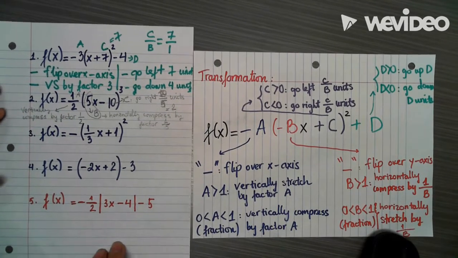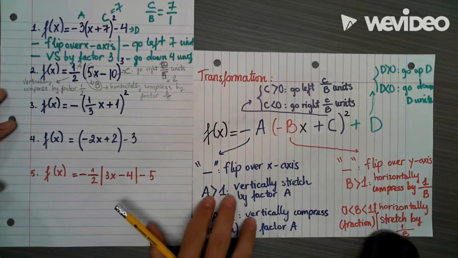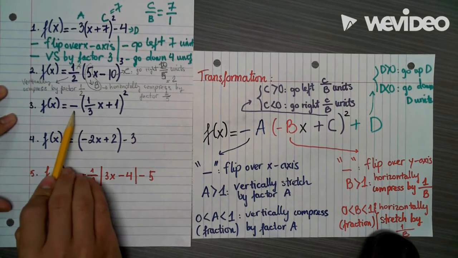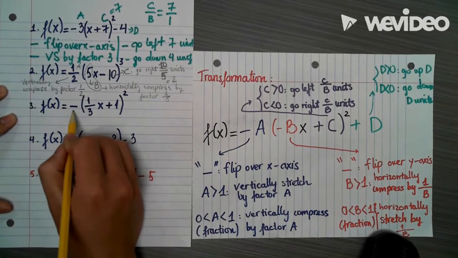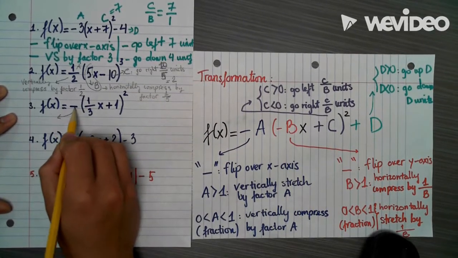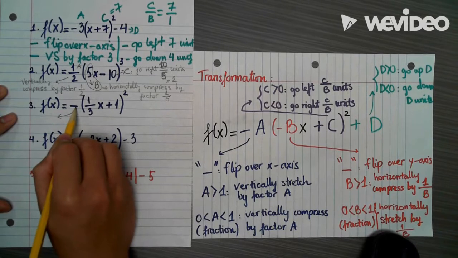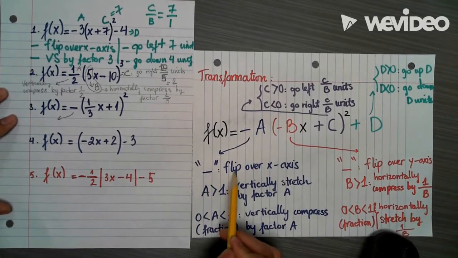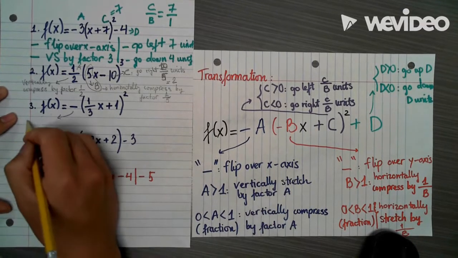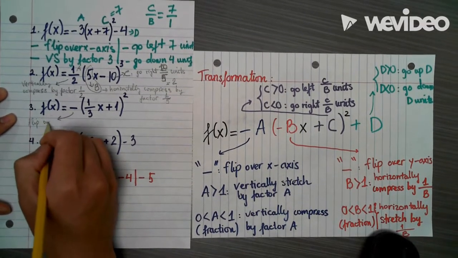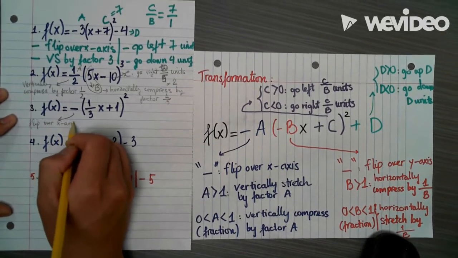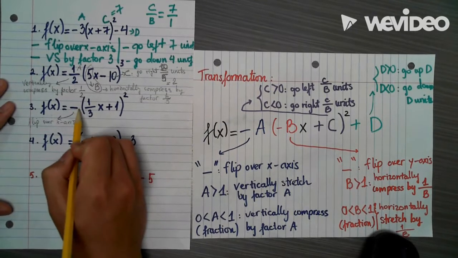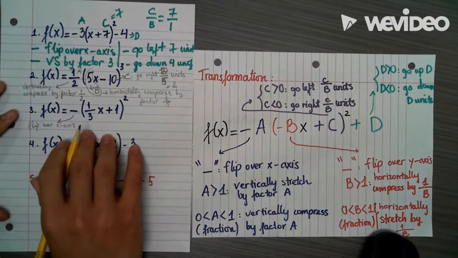Next, let's do the next one. So if I have f of x equal negative, right? So is this negative outside or inside? This is outside, right? So outside, we're gonna take a look here. Flip over x-axis. So I'll just say flip over x-axis. We do not have A because there is no number here, so we don't care about it, right?